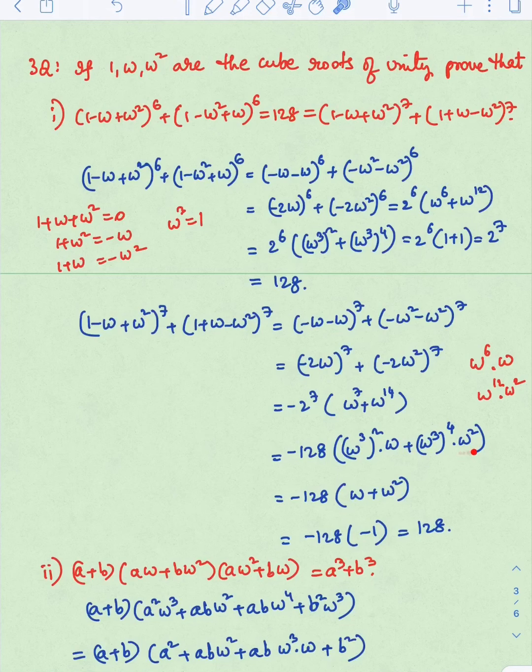This will become 1. Omega plus omega square remained. What is omega plus omega square here? See the formula. Omega plus omega square is equal to minus 1. How? This plus 1 will be gone. It will become minus 1. That minus 1 is kept here. Minus into minus will become plus. This is the proof.